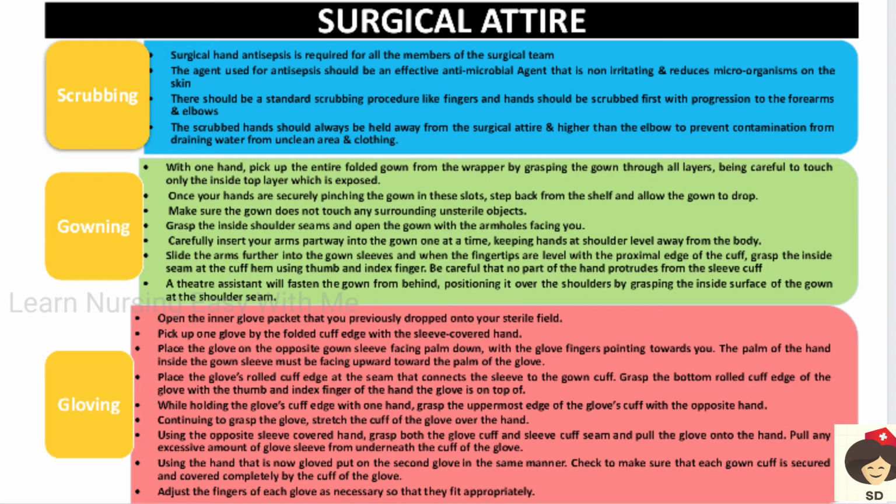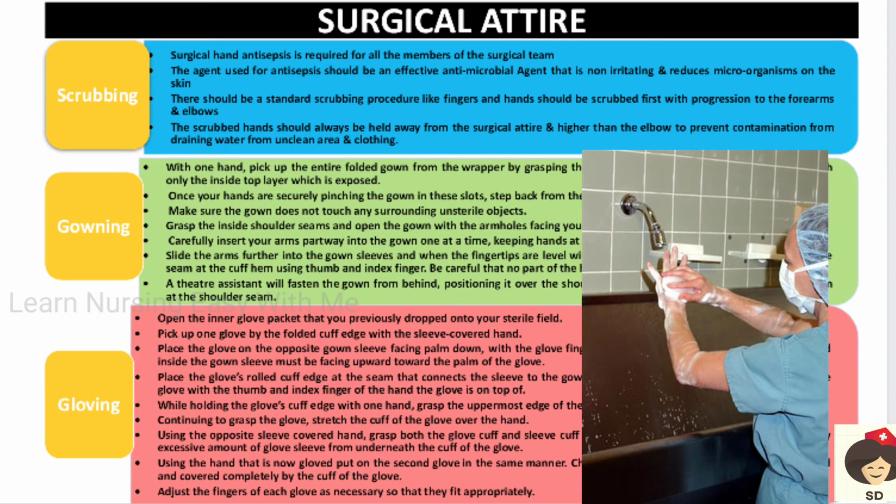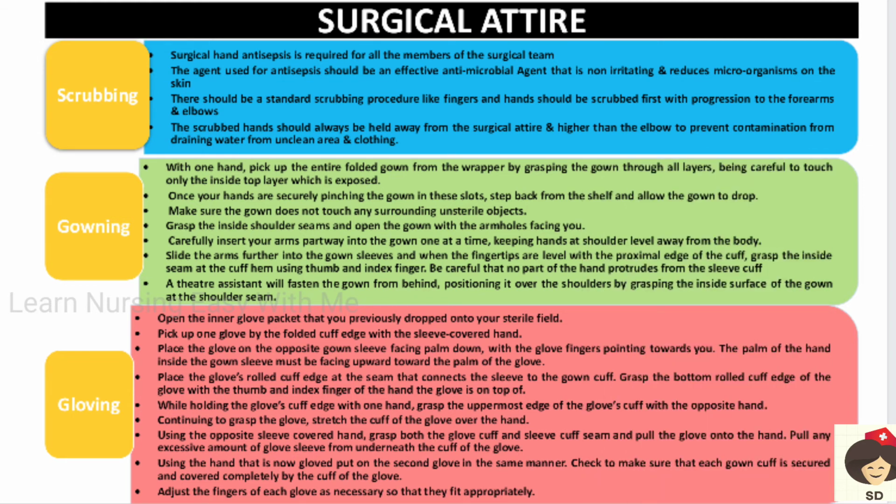Okay, next is surgical attire. So here we have to do scrubbing, gowning and gloving. While scrubbing, we have to use an antiseptic solution, and that solution should be non-irritating and it should reduce the microorganisms on the skin. Always scrub the fingers and hands first before coming to the fist and elbows. And after scrubbing, we have to raise the hands above our hip level, so that it will prevent unclean water draining onto the hand, and also keep the hands away from the clothing, so that it will prevent contamination.